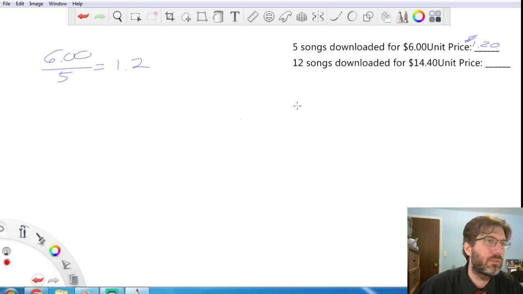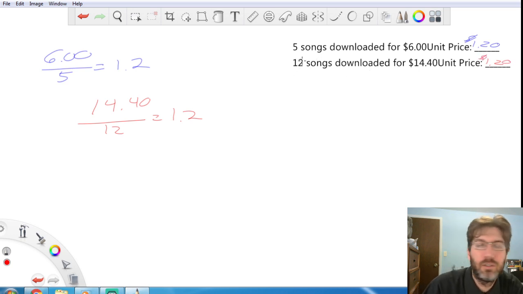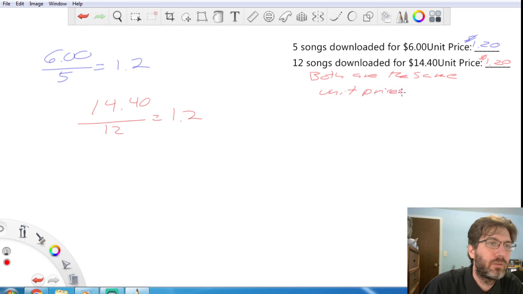To get your second one, you're just doing 1440 divided by 12. And that also gives you 1.2. So in this case, one is not a better buy than the other because they're the same price. So they're both better buys, so you would highlight both of them. And both are the same when you compare. So the unit prices are equal when you do that.